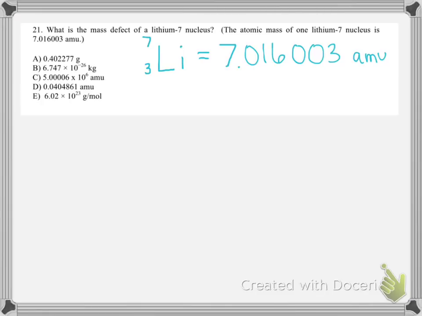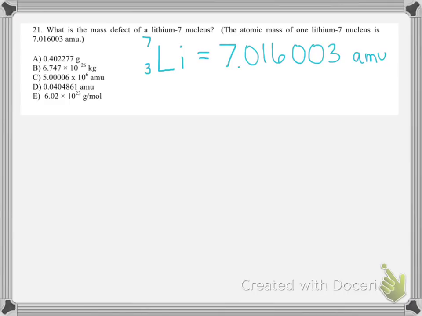Here we're going to figure out the mass defect of a lithium-7 nucleus, and they tell us how much the atomic mass of one lithium-7 nucleus is. And we have a ton of sig figs, which will all be important, so we're going to have to use all of the sig figs.